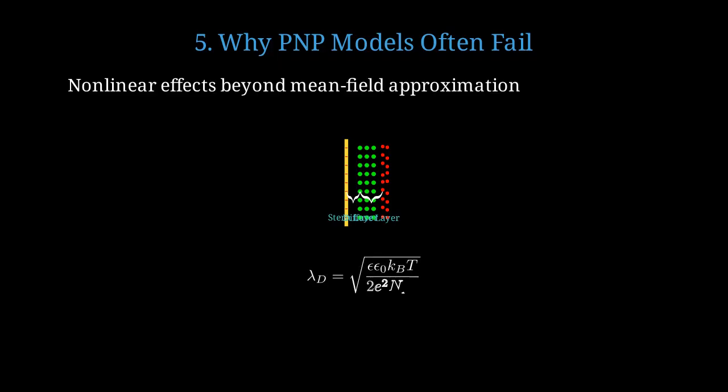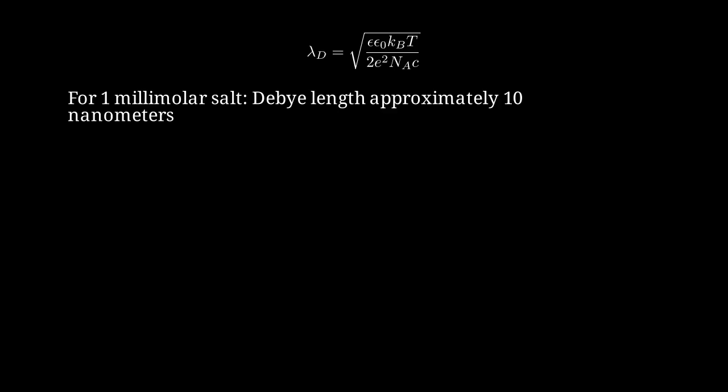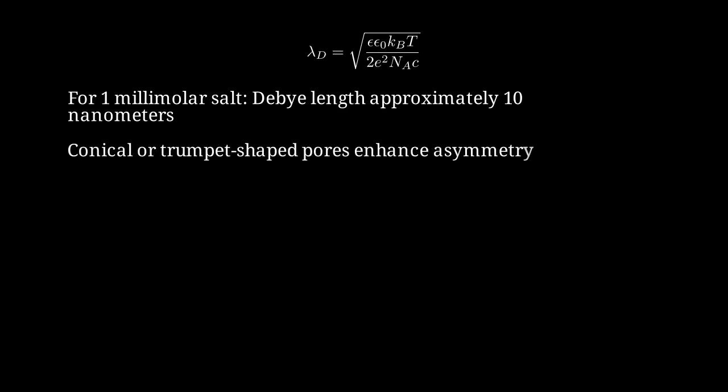The characteristic length scale is the Debye length, lambda d, which depends on temperature, dielectric constant, and salt concentration. For example, in a 1 millimolar salt solution at room temperature, the Debye length is approximately 10 nanometers, comparable to pore dimensions. The geometry matters tremendously. Conical or trumpet-shaped pores with narrow and wide openings create strong geometric asymmetry.